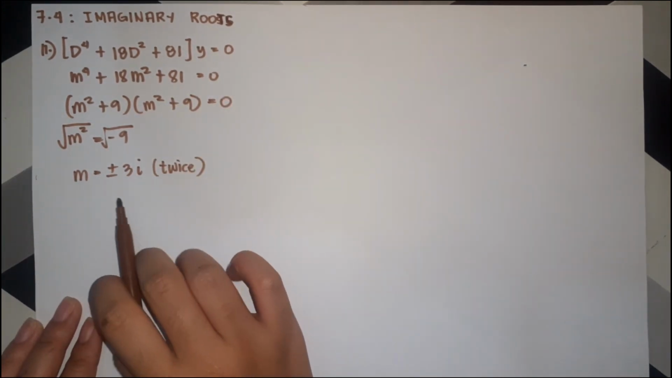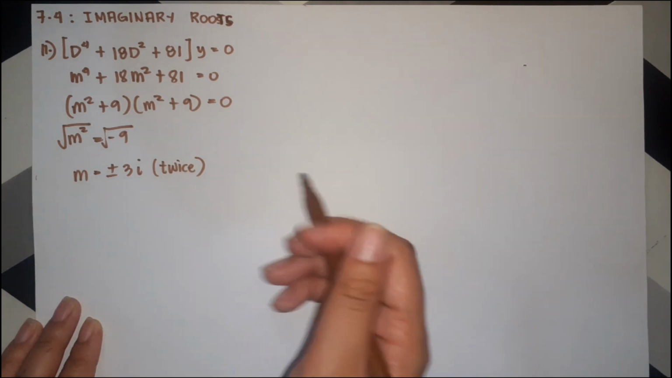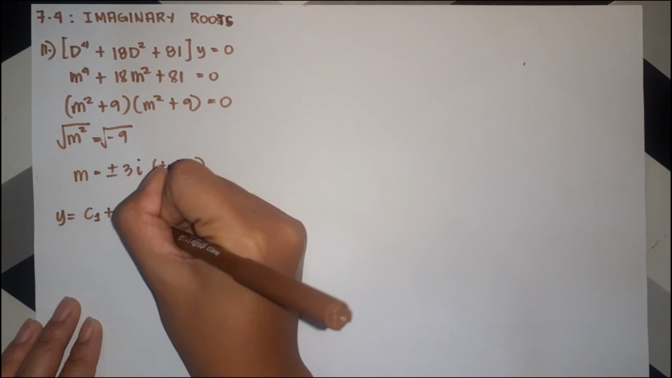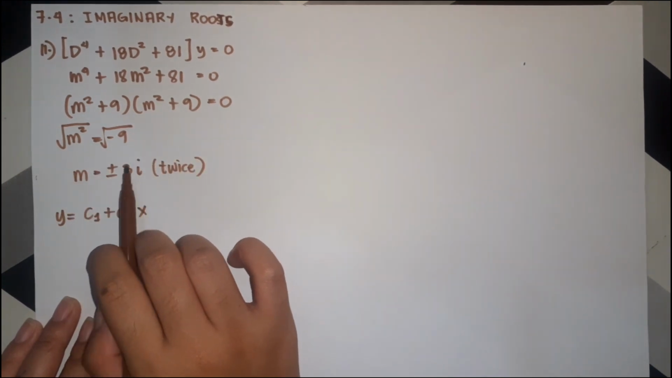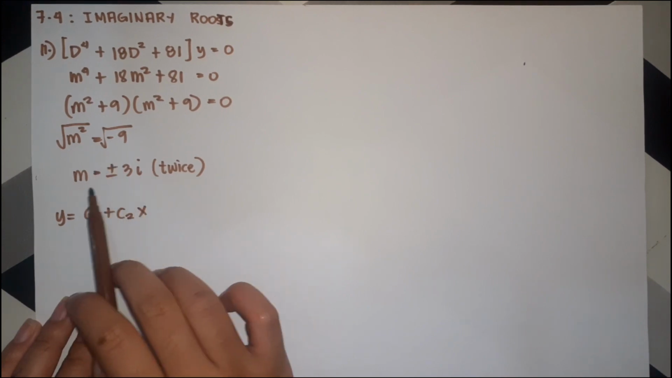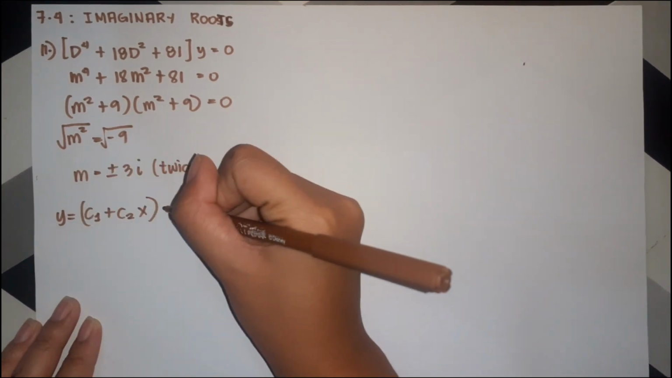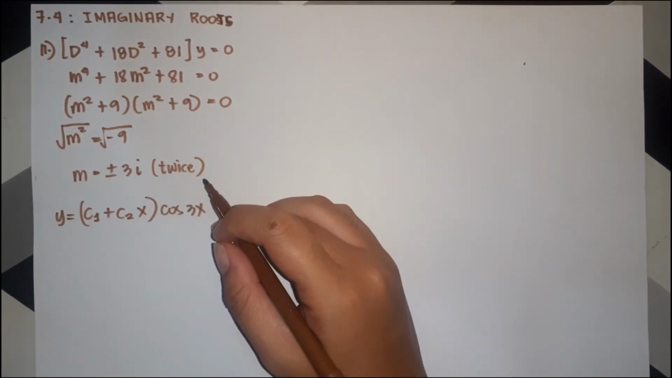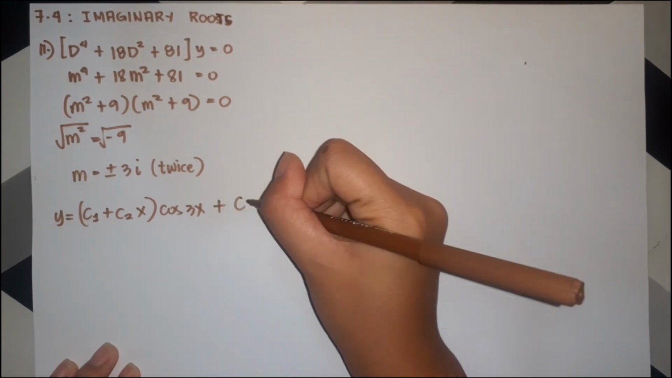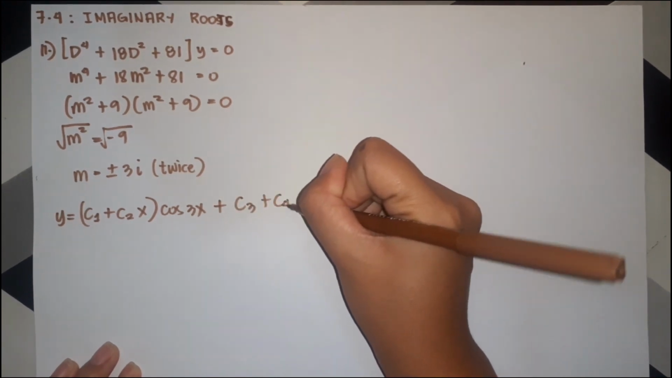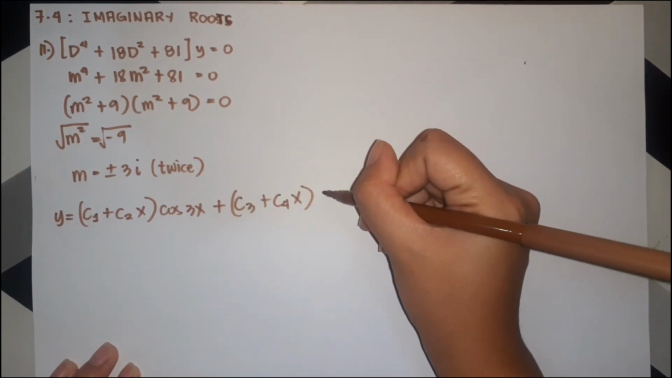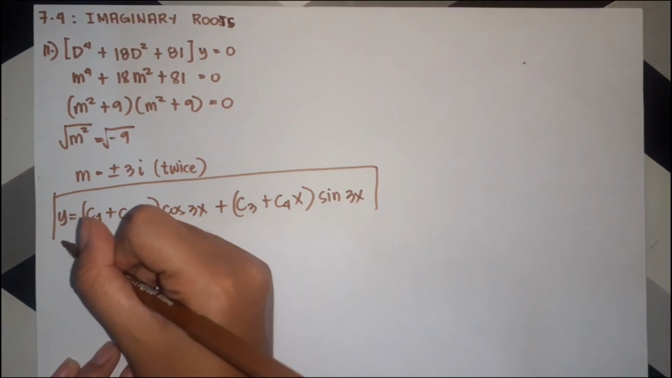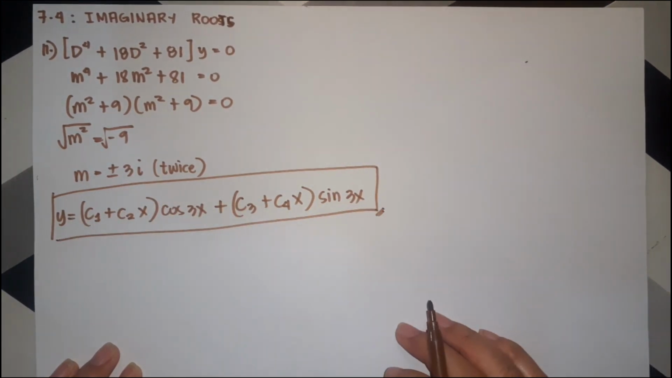So the general solution for this differential equation will be y is equal to c1 plus c2x, since it has the same values of roots, times cosine 3x, which is the root of our equation, plus c4x times sine 3x. So this will be our general solution for this differential equation.